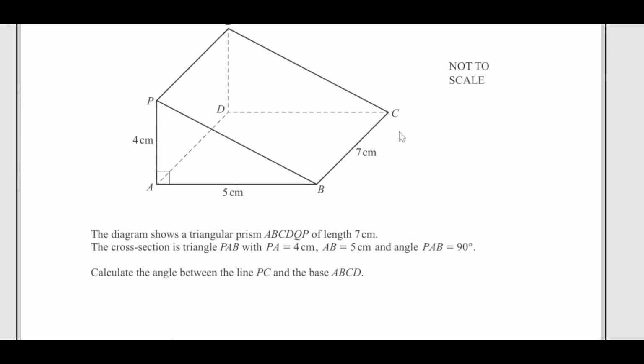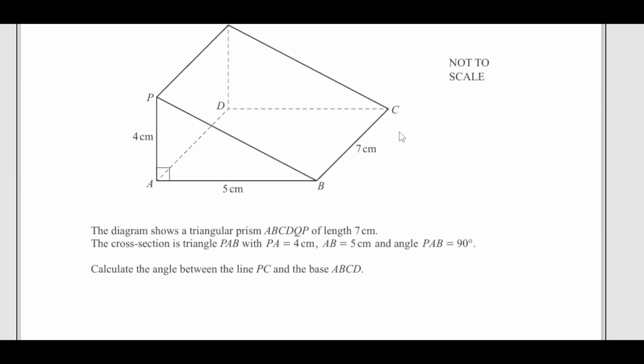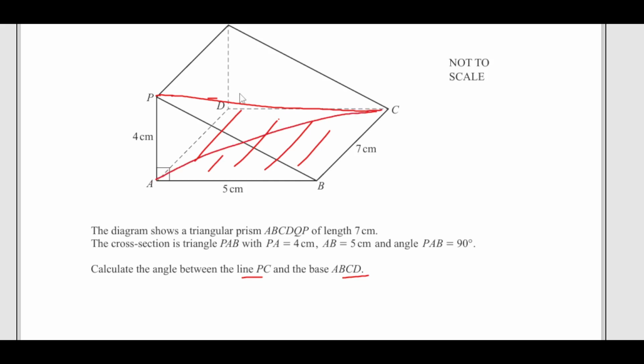Now number 22, the diagram shows a triangular prism A, B, C, D, Q, P of length 7 centimeters. The cross section is a triangle PAB, which is here, and the dimensions are given here. Calculate the angle between line PC and base ABCD. So ABCD base is here, and we are looking for this angle, joining from here and this side here. Okay, so let's say this is theta.